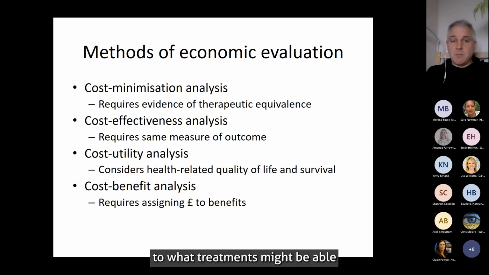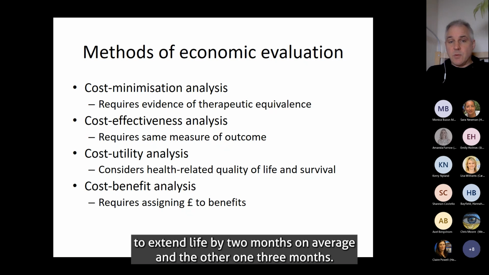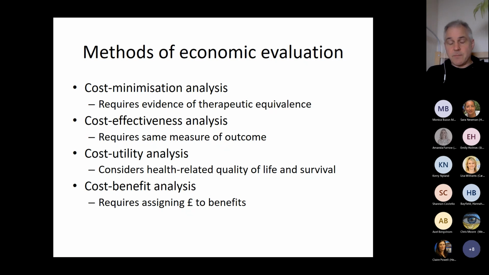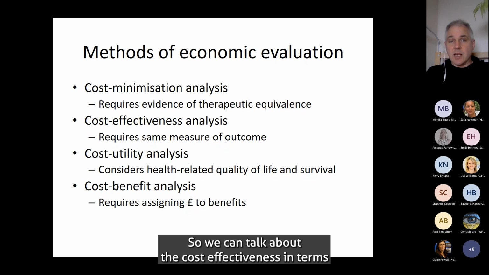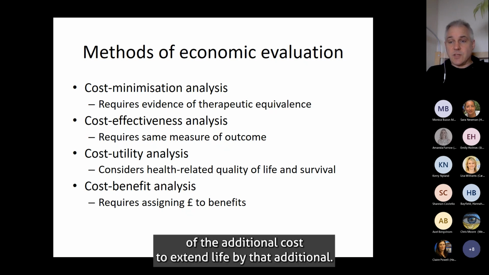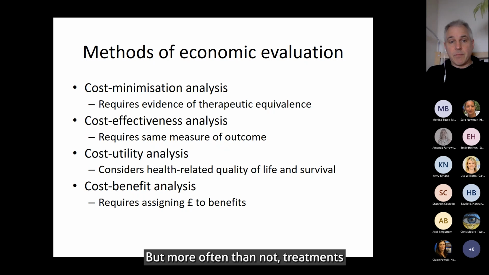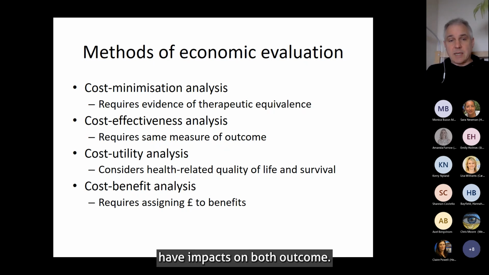So one treatment might be able to extend life by 2 months on average, and the other one 3 months. And there may be a differential cost between those two treatments. And so we can calculate the cost effectiveness in terms of the additional cost to extend life by that additional month. More often than not, treatments have impacts on more than one outcome.